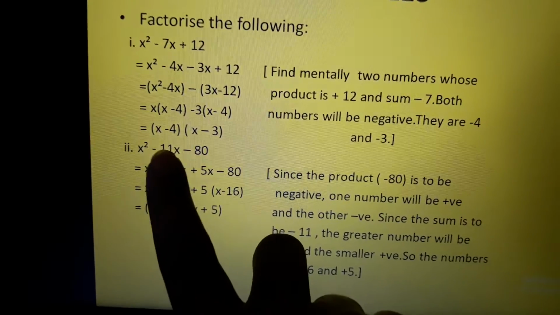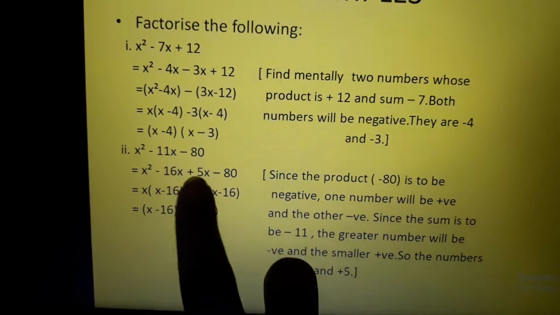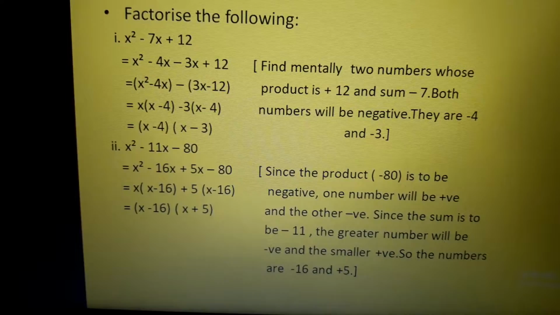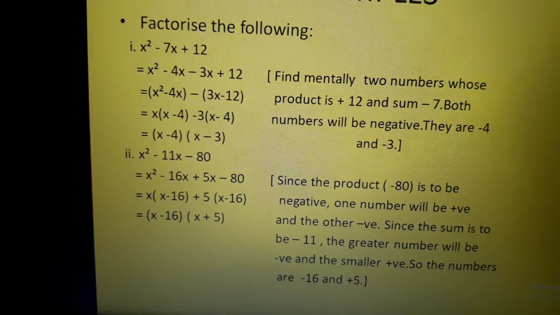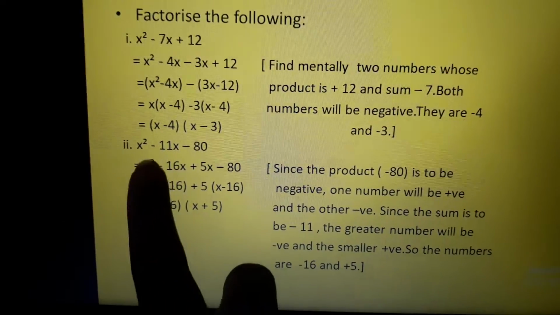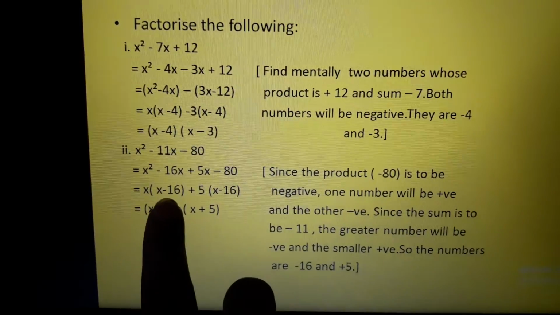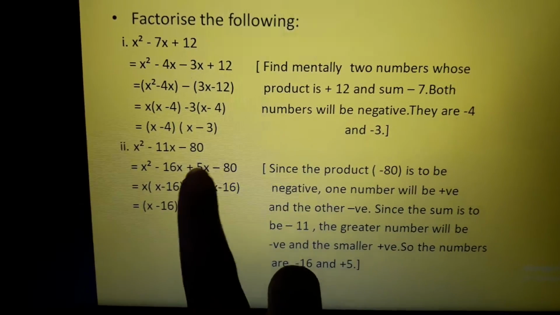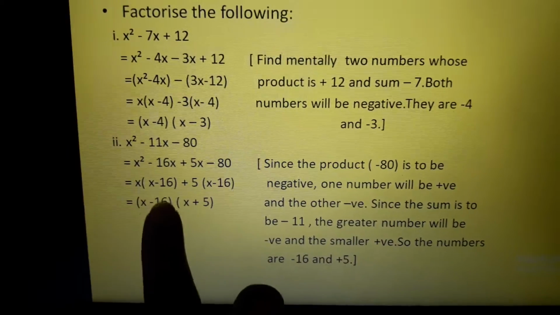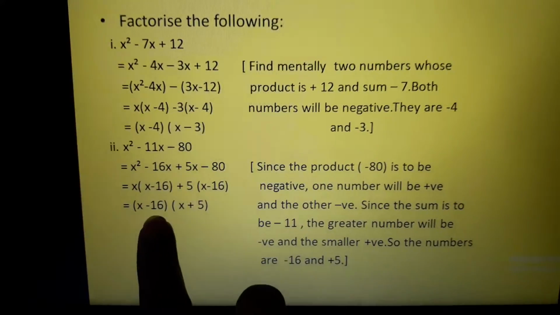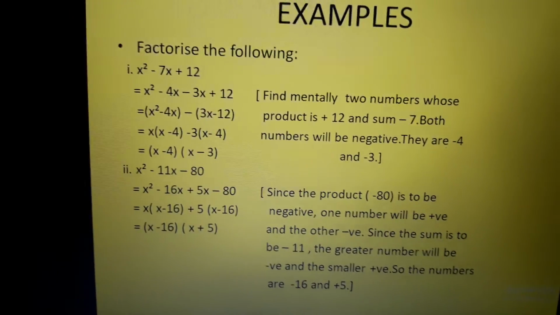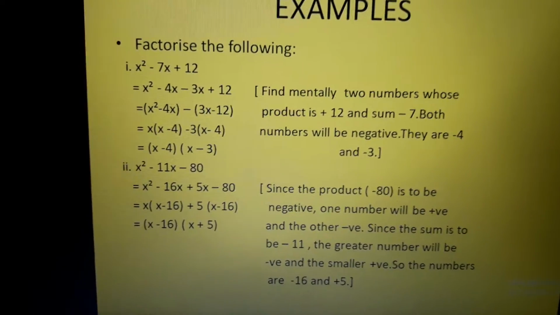So we have split minus 11x as minus 16x plus 5x, because minus 16 plus 5 will give us minus 11 and minus 16 into plus 5 will give us minus 80. Now you take x common from the first two terms, so you get x minus 16 in the bracket. From the last two terms we get plus 5 common, so x minus 16 we get in the bracket. Now from these two terms we take x minus 16 common, so we get x plus 5 in the second bracket. In this way you have to factorize.